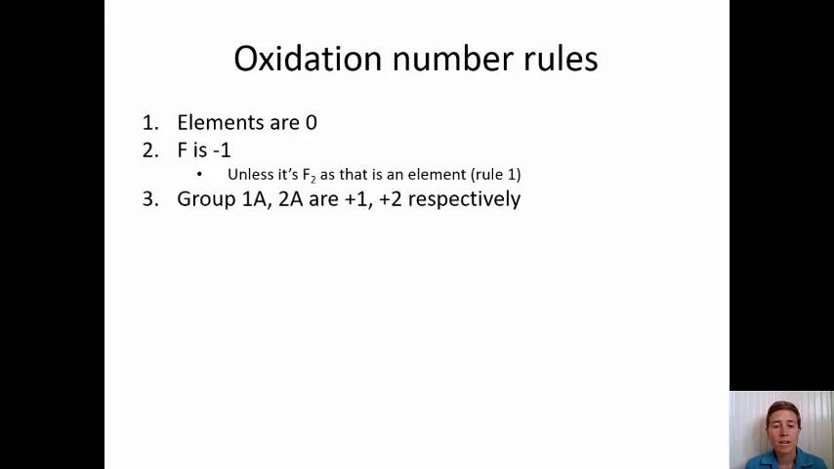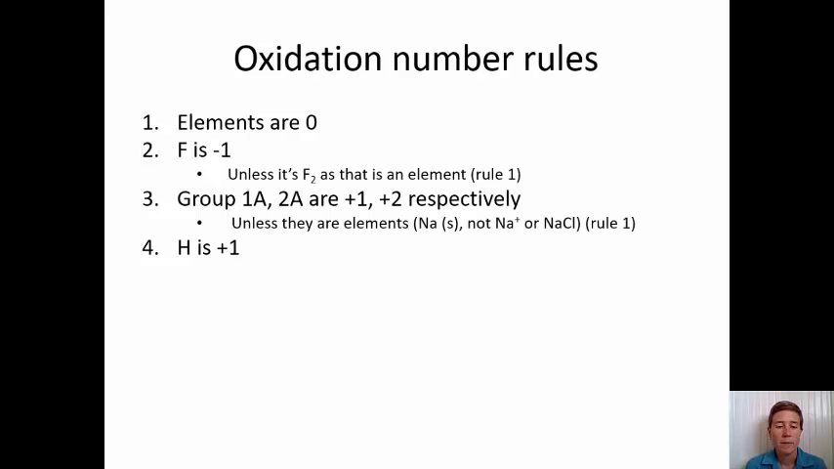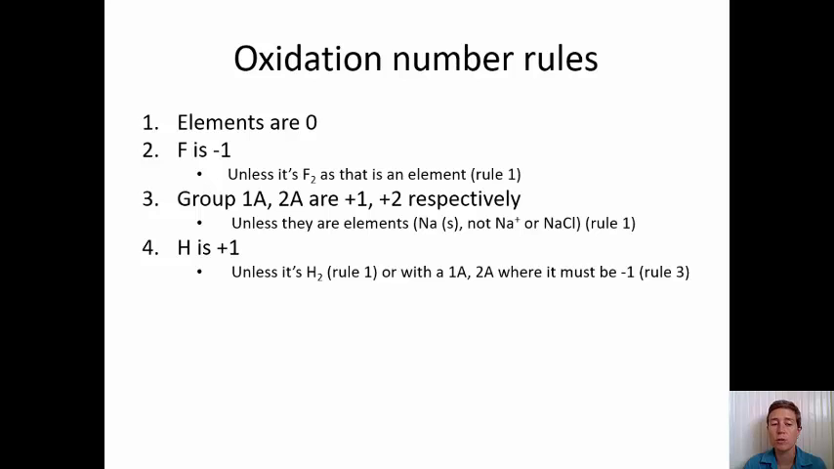The third rule is that the group 1A and 2A metals are +1 and +2 respectively. This is the charge we expect them to be if they actually are ions, so that makes sense. Of course, unless they're elements. Hydrogen is +1. Again, unless it's hydrogen, the element, or there are occasionally things like NaH, kind of a weird compound, but in that case it has to be -1 because rule 3 supersedes it. But again, that's going to be very uncommon. Most of the time, you can simply say H is +1 and move on.